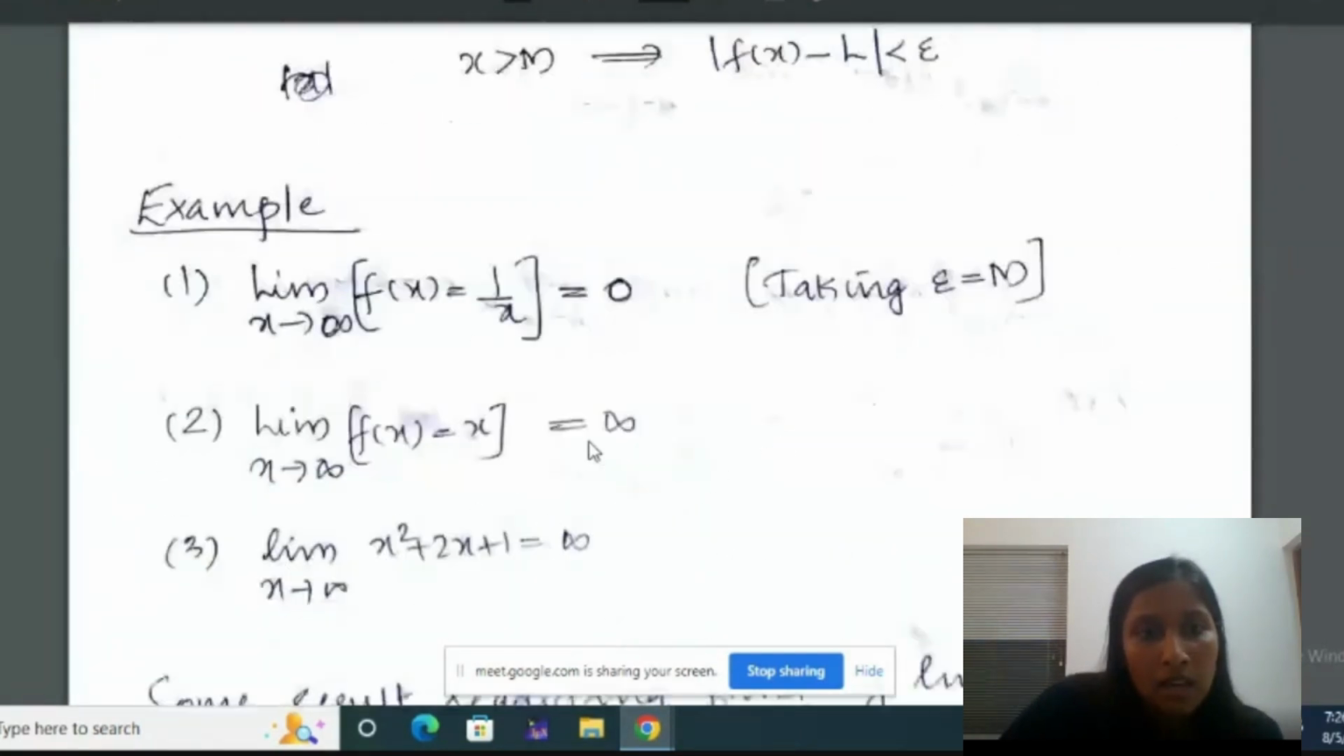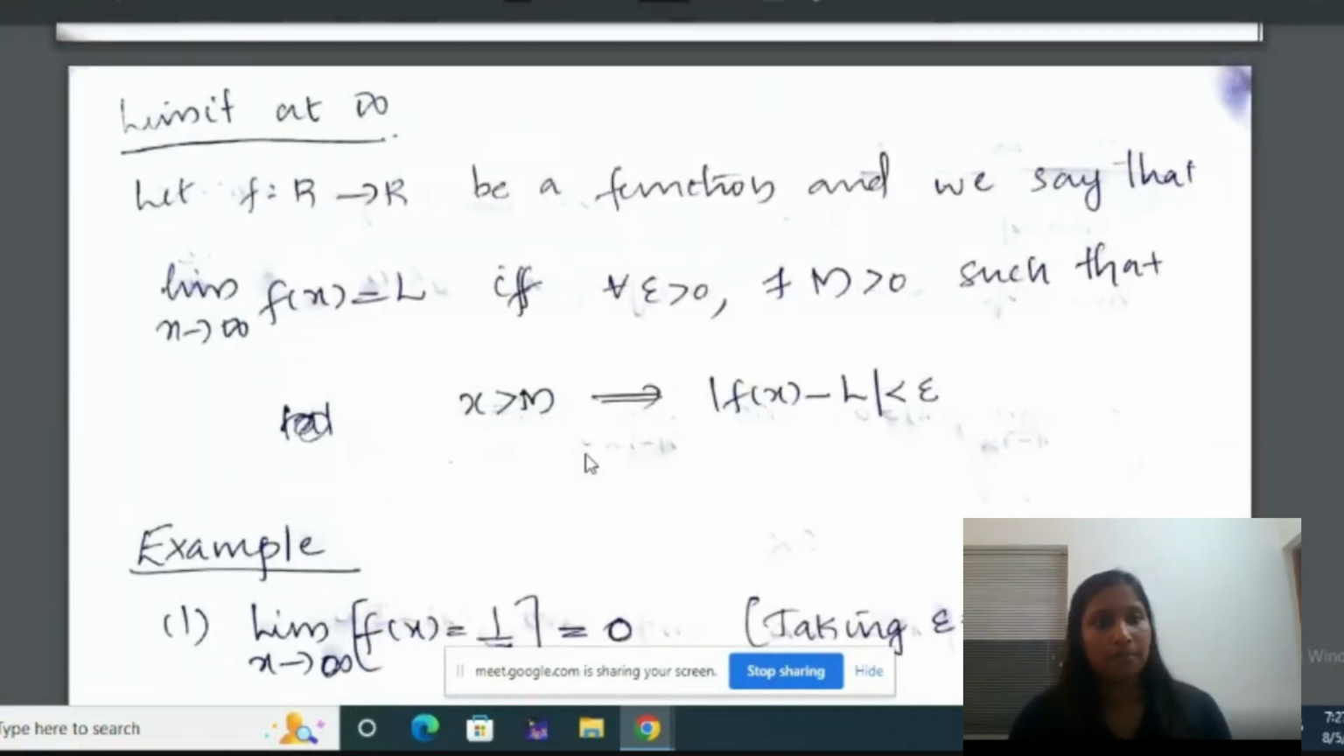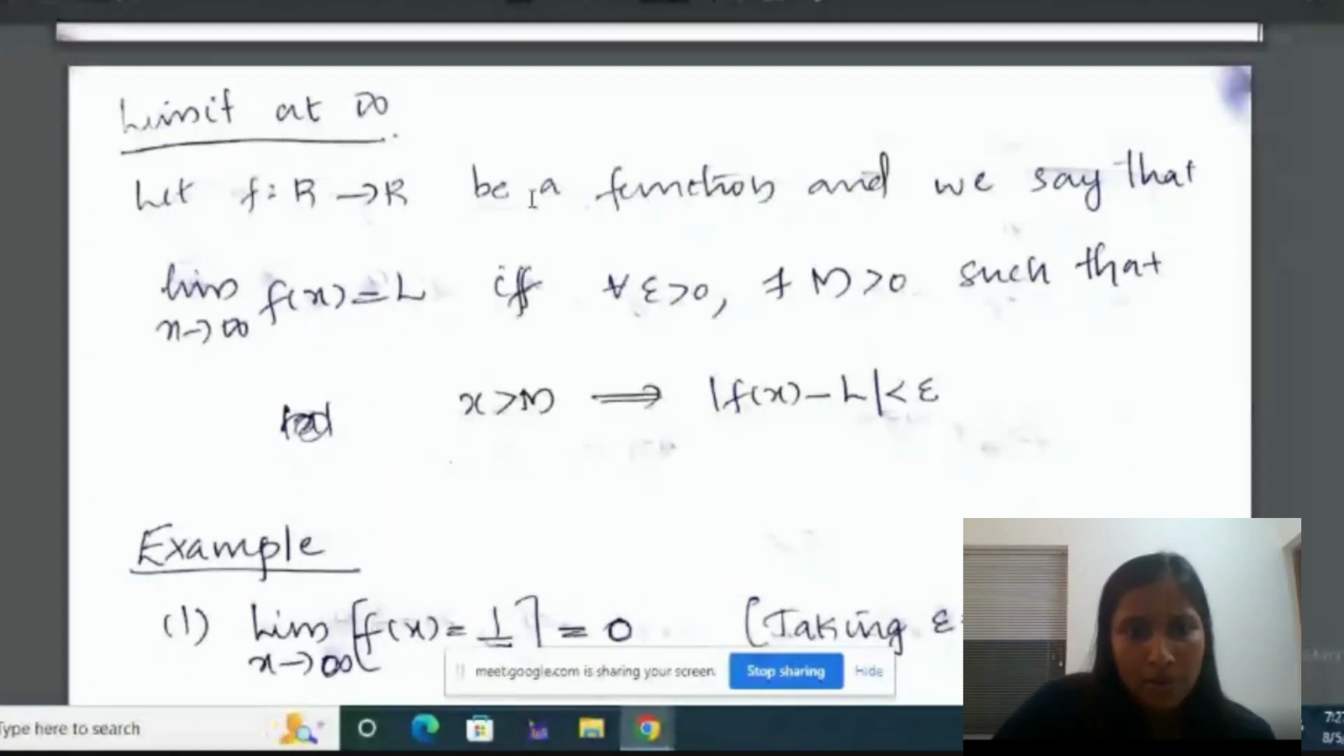Okay. So next is limit at infinity. After this portion, we will move to the problem session. So there may be some questions which tell you to find the limit as x tends to infinity of some f of x. So there also I'm giving the main definition of that limit. Let f from R to R be a function, and we say that limit as x tends to infinity of f of x equals L if for every epsilon greater than zero, there exists an M greater than zero, such that if we take any point after M, mod f of x minus L will be less than epsilon. This is the main definition of the limit at infinity.